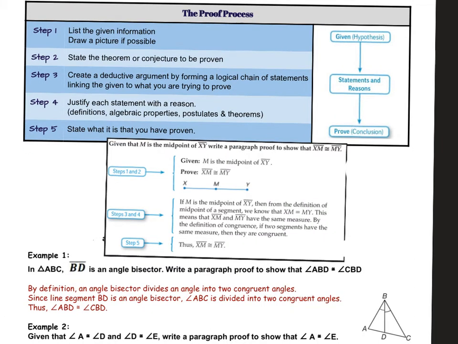So here is your triangle right here. And so by definition, an angle bisector divides an angle into two congruent angles. So you can see here that BD is your angle bisector, and that means that each angle is congruent. So since the line segment BD is the angle bisector, that means that angle ABC is divided into two congruent angles, which means ABD is congruent to angle CBD.